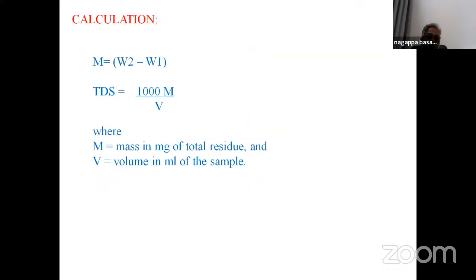TDS is equal to 1000 into M divided by V, where M is equal to W2 minus W1. This is the equation we use to estimate the dissolved solids in the water.